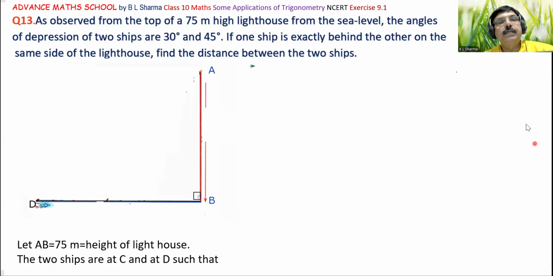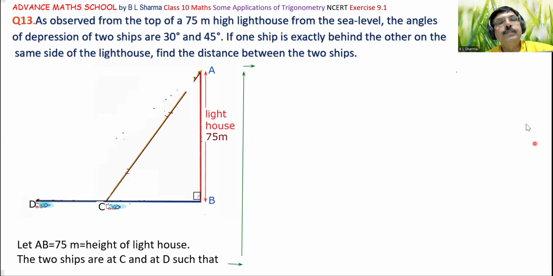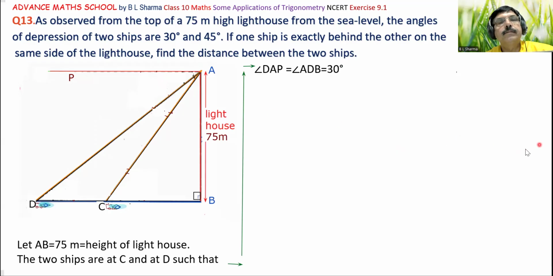Here, AB is the lighthouse, whose height is 75 meters. At D, one ship is there, and at C, the other ship is there. The angles of depression of the two ships are found to be 45 degrees and 30 degrees. The angle of depression with the horizontal line from here is 30 degrees. We know that the two lines are parallel, so if this angle is 30 degrees, this angle will also be 30 degrees.